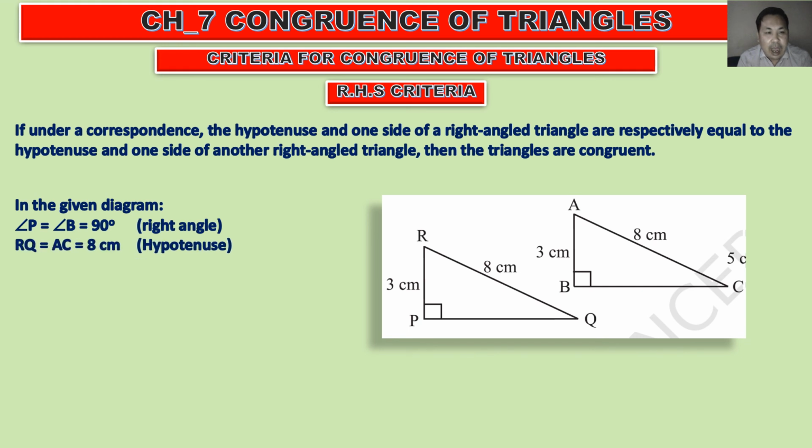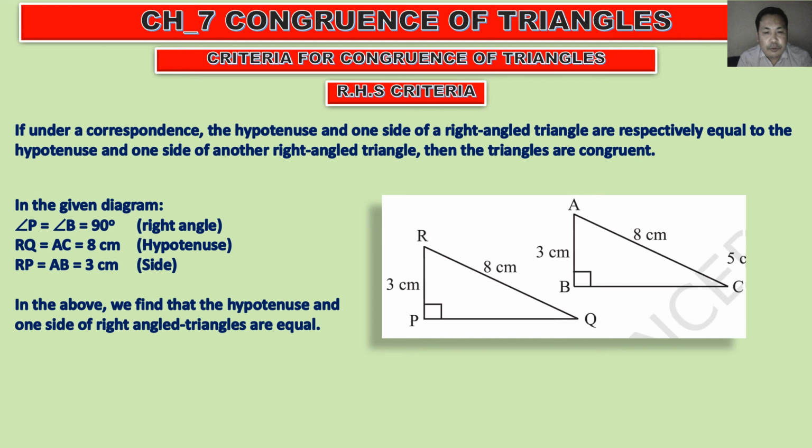Then RQ is equal to AC, which is the hypotenuse of the right angle triangle, and we have that RP is equal to AB, that is 3 centimeter each, and the corresponding sides of the two triangles are found to be equal. So therefore, in the above, we find that the hypotenuse and one side of the right angle triangle are equal here. So triangle RPQ is congruent to triangle ABC by RHS criterion.